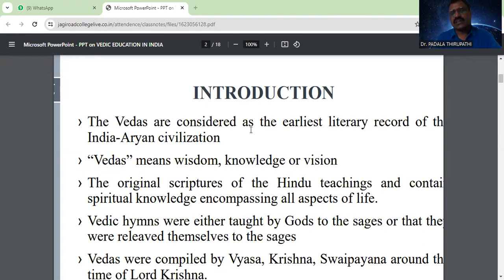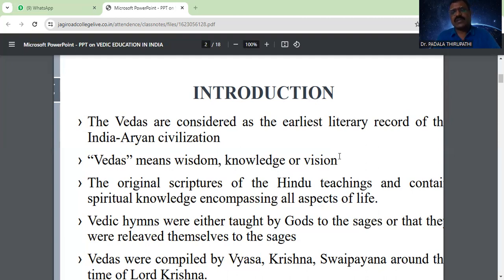The Vedas are considered the earliest literary record of the Indian Arya civilization. What is the meaning of Vedas? Vedas means wisdom, knowledge, or even vision. They are the original scripture of Hindu teaching, containing spiritual knowledge, encompassing all aspects of life.